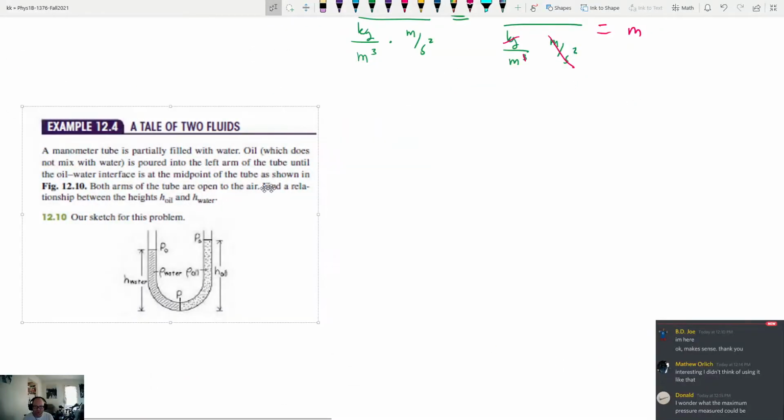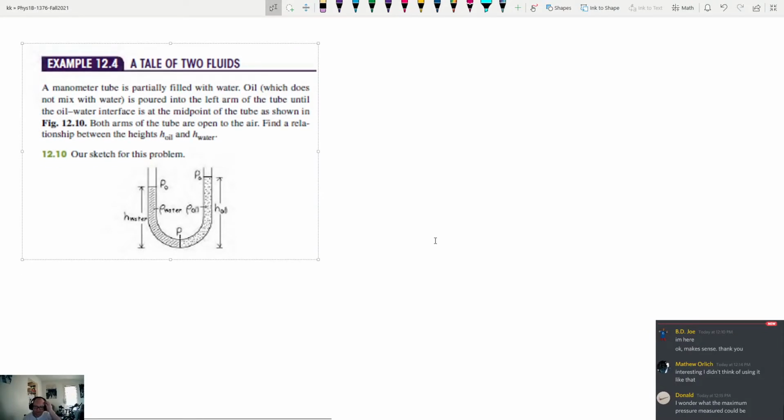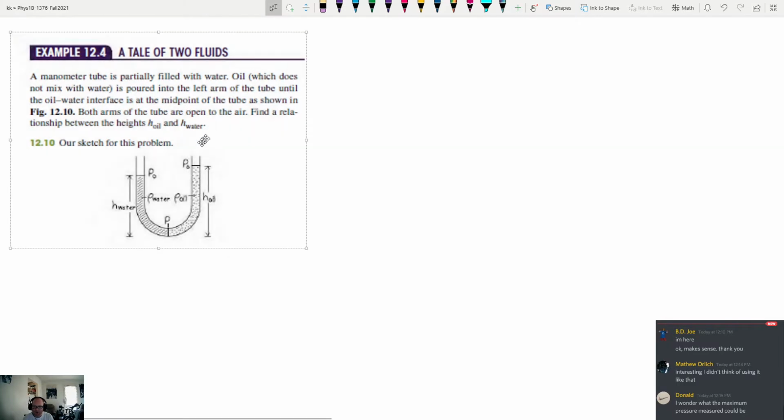But it really only concerns the way in which these fluids are going to balance against each other, so it's not super important that we know what a manometer is in order to do this. We just need to understand what's happening in this blurry picture here. So it says a manometer tube is partially filled with water. Oil, which does not mix with water, is poured into the left arm of the tube until the oil-water interface is at the midpoint of the tube.